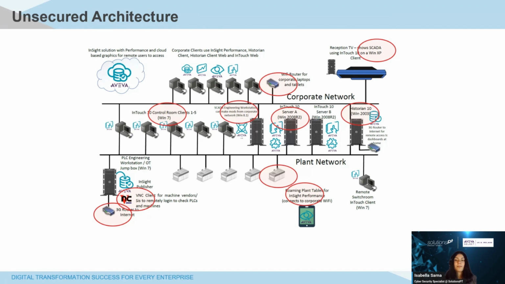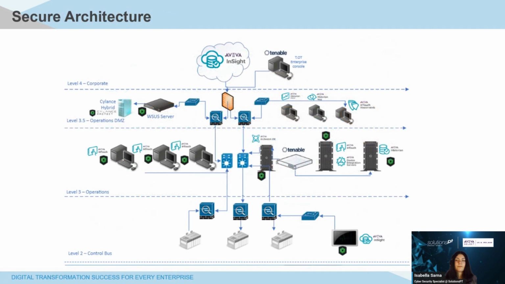The roaming plant tablet for Insight connects via the corporate Wi-Fi, and this is part of the plant network. Here is an example of a secure architecture where we use the AVEVA portfolio along with Tenable and Silence.